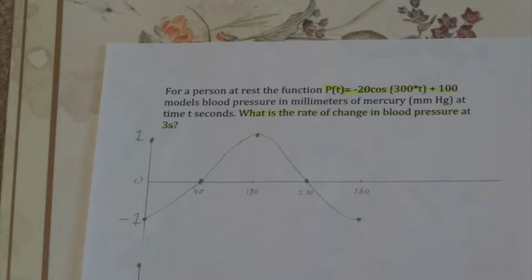Alright, so to begin, we're just going to go over the question. The question states, for a person at rest, the function p of t equals negative 20 cos 300t plus 100 models blood pressure in millimeters of mercury, mmHg, at time t seconds. What is the rate of change in blood pressure at 3 seconds? So I've gone ahead and highlighted the important parts. Obviously our equation, p of t equals negative 20 cos 300t plus 100, and the actual question, which is what is the rate of change in blood pressure at 3 seconds?